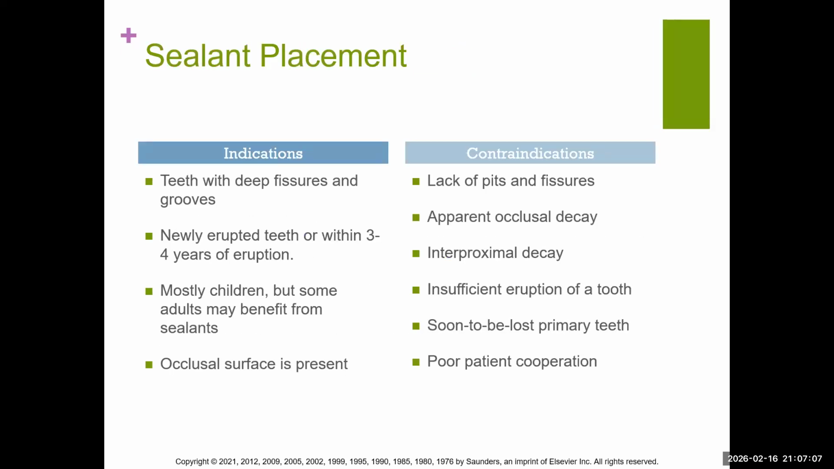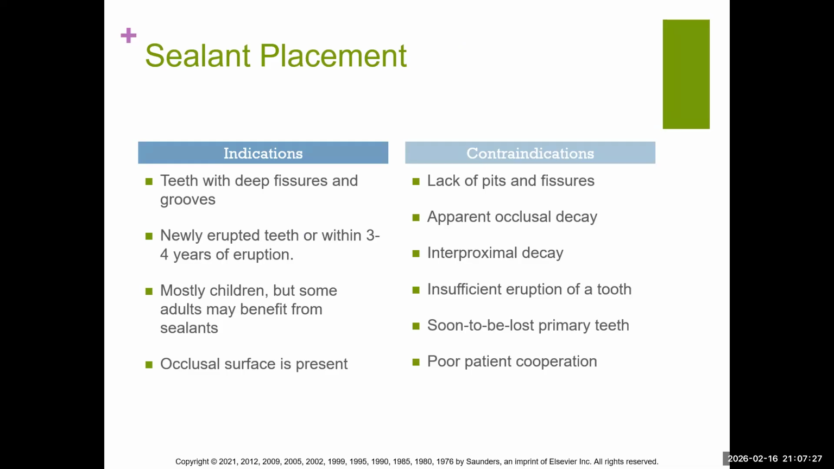What are the indications? Just like what we talked about before, you have deep fissures and grooves, newly erupted posterior teeth, or within 3 to 4 years of eruption, mostly children, but some adults could benefit from the sealants, and an occlusal surface is present. That's when you can place a sealant, not an incisal surface.